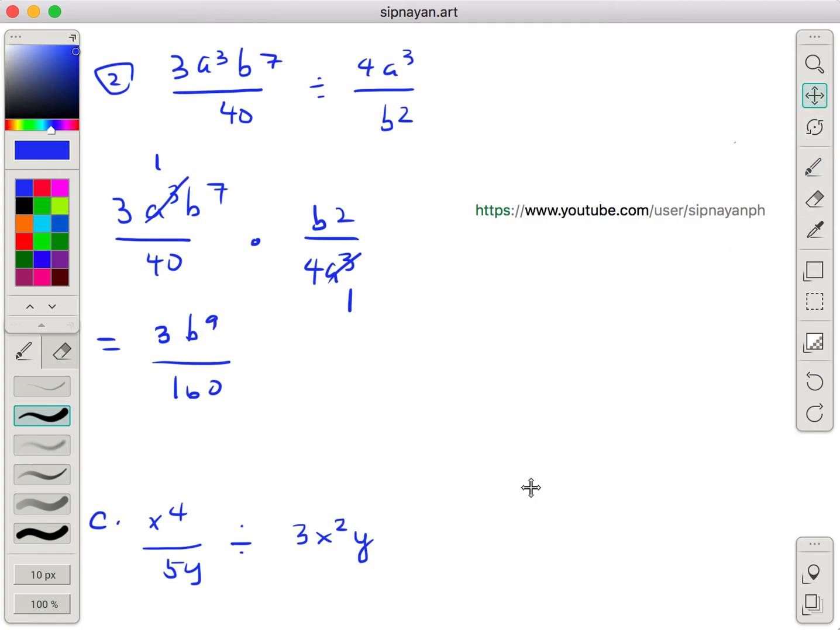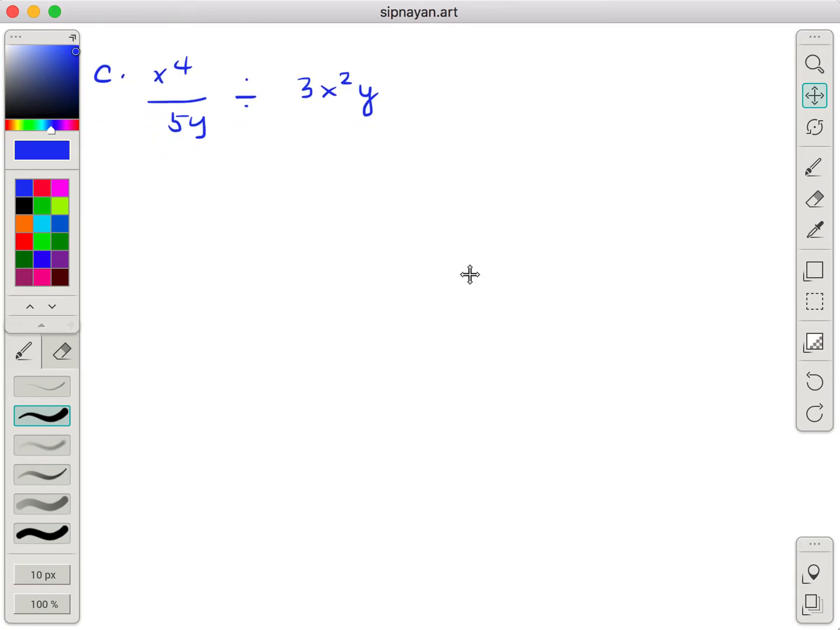Okay? Next, we have letter C, x to the 4th over 5y divided by 3x squared y. So this becomes x to the 4th over 5y times. Ano ang reciprocal nito? Pag wala tayong denominator, lalagyan lang natin ng 1 yan. Kasi 3x squared y is the same as 3x squared y over 1. So pag dinivide natin ito by 1, we're not actually changing the value of this expression. Ganun pa rin kasi any number or any expression divided by 1 is equal to that number or that expression. So magiging 1 over, so ang reciprocal nito, babaliktaran natin, 1 yung magiging sa taas niya. 3x squared y.